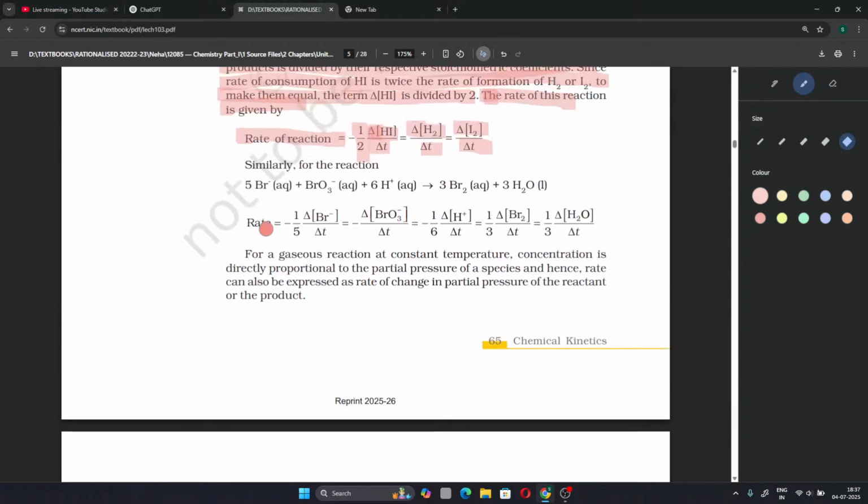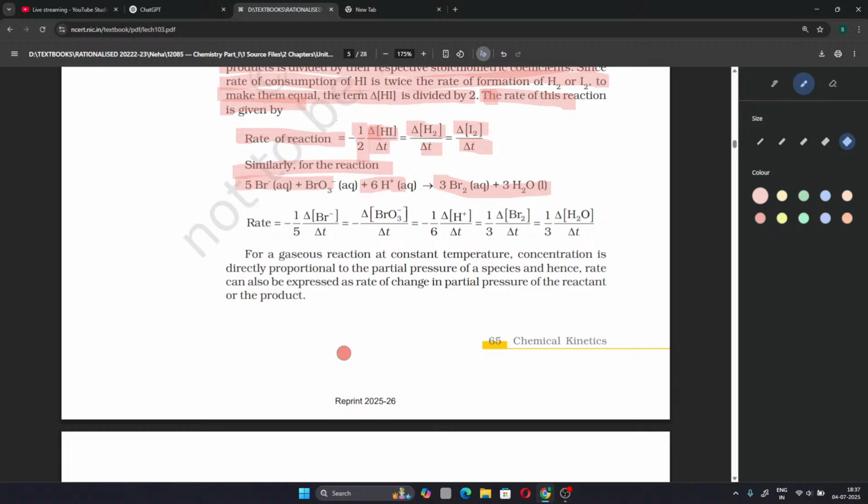And similarly, one more reaction example. For the reaction, 5 Br⁻ plus BrO3⁻ plus 6H⁺ gives 3Br2 plus 3H2O. Here, the disappearance of bromide ions is minus 1 by 5 delta Br⁻ by delta T. BrO3⁻ has a coefficient of 1, so there is no change, and its rate of reaction will be equal to the rate of disappearance of BrO3⁻, and this is equal to 6H⁺ disappearing, so minus 1 by 6 delta H⁺ by delta T.